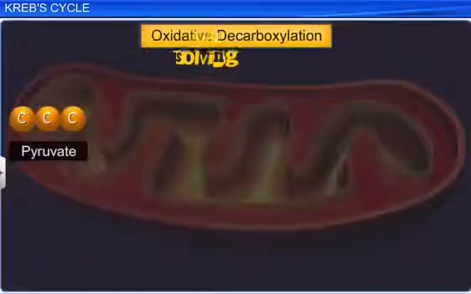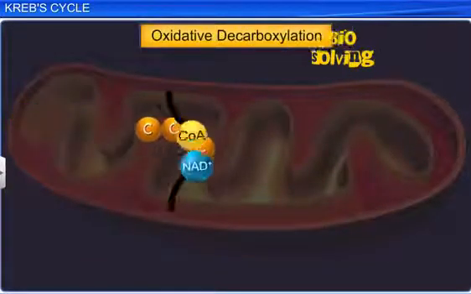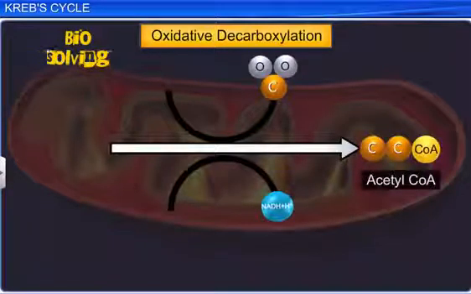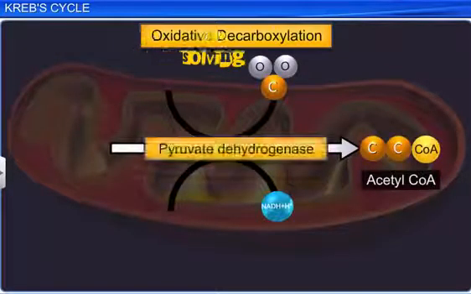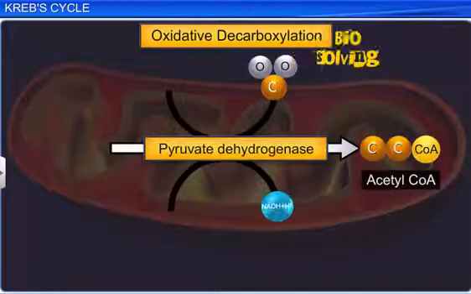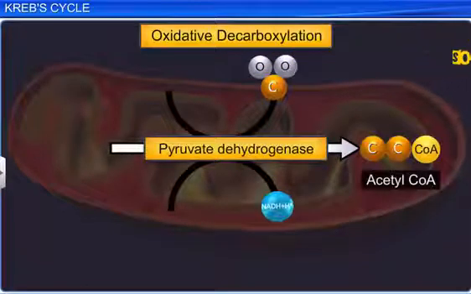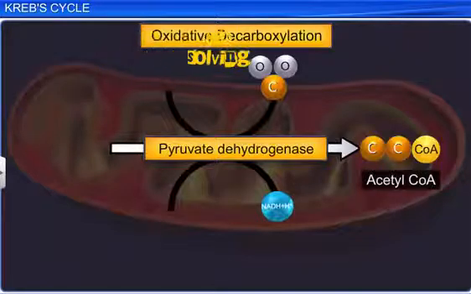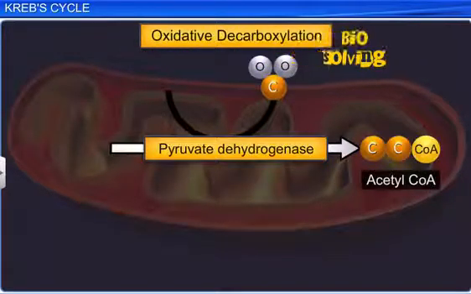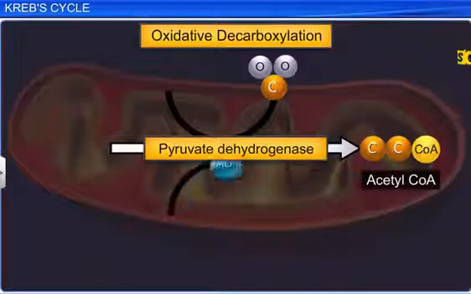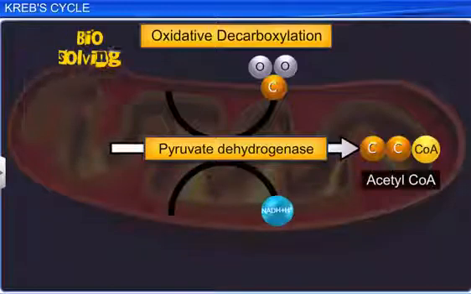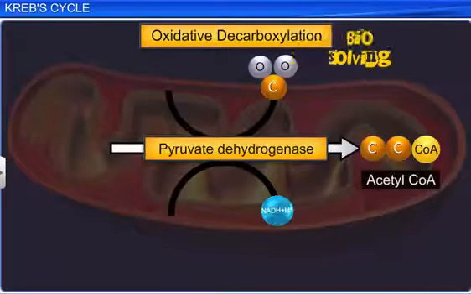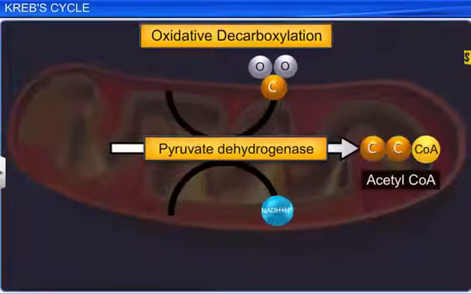Inside the mitochondria, the pyruvate undergoes oxidative decarboxylation in the presence of the pyruvate dehydrogenase enzyme, NAD+, and coenzyme A. The NAD+ is reduced to NADH plus H+, and coenzyme A combines with the acetyl group of pyruvate to form acetyl CoA.